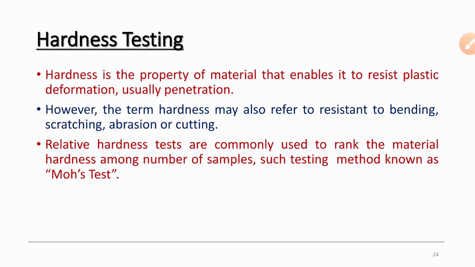So such relative terms are used in the Mohs hardness test, and we don't have any value for this hardness. We can say only that material A is softer than material B, and we have prepared a table, or scale, of hardness, which shows the hardest material and the softest material on a 1 to 10 scale. So this is the Mohs hardness test, which is the oldest method to determine the hardness of two materials.